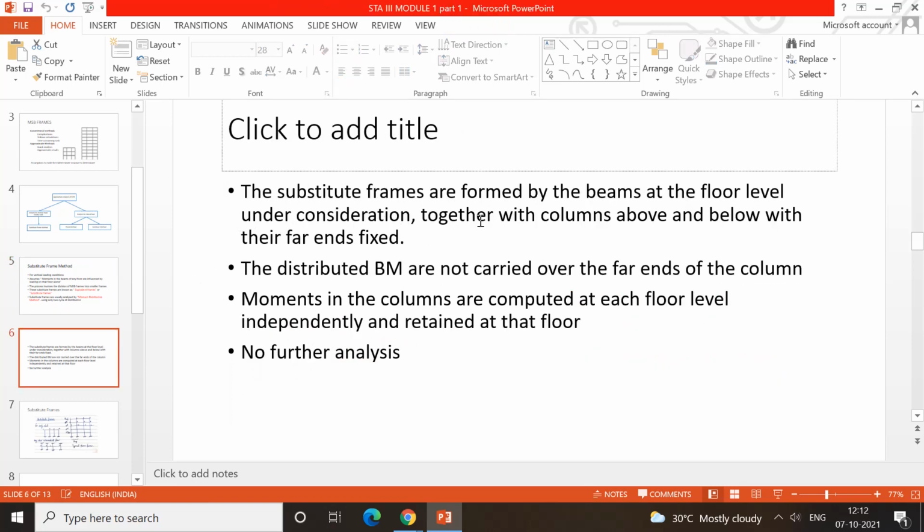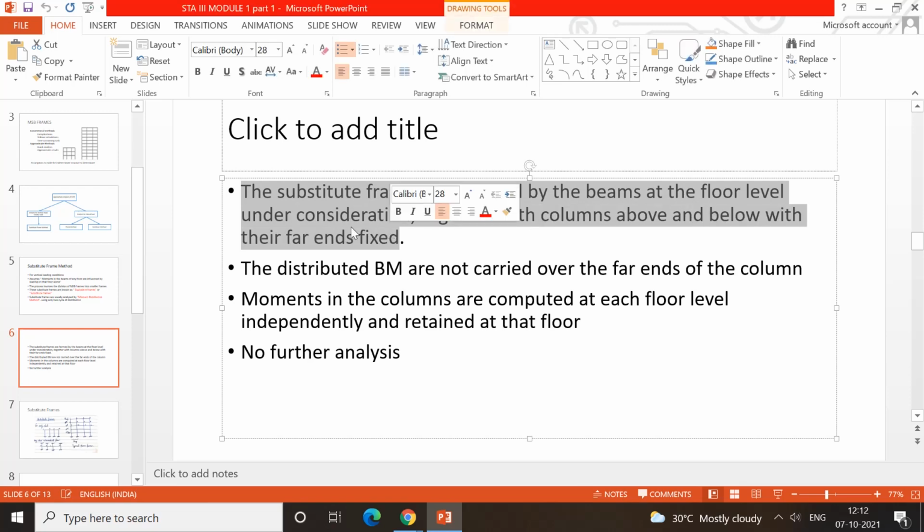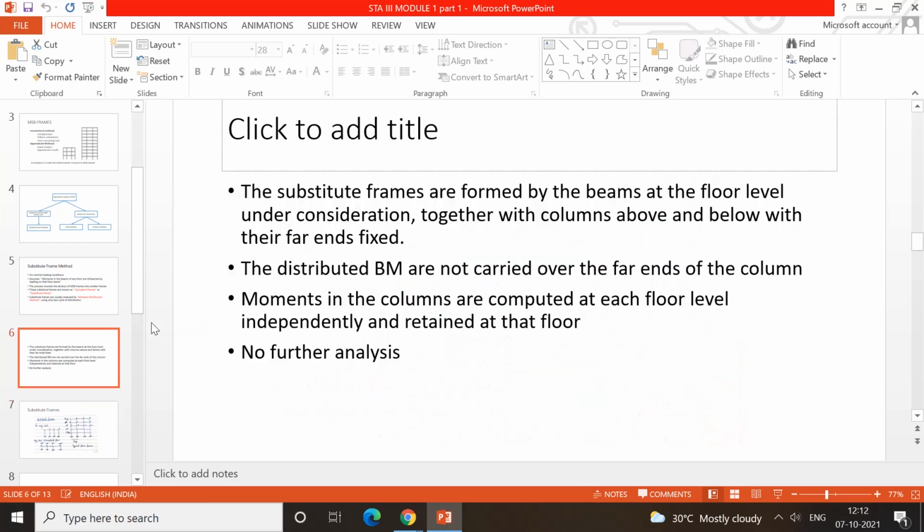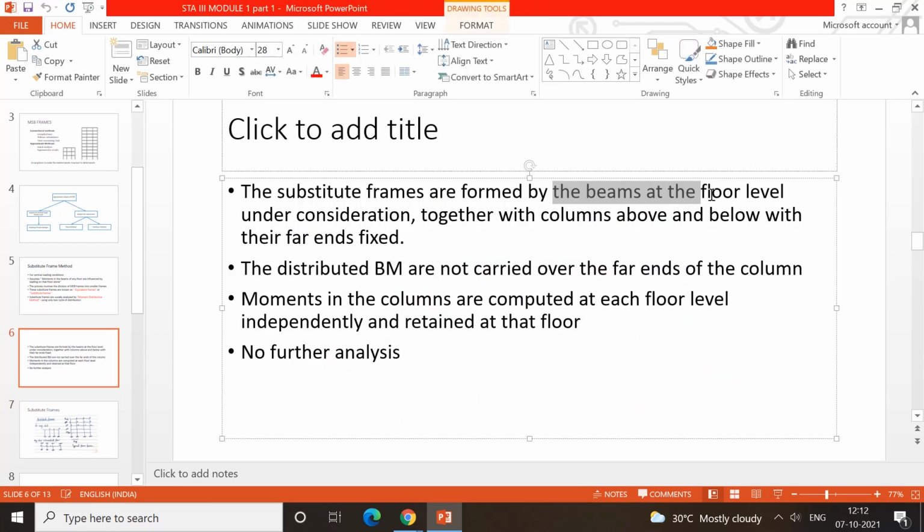Then the substitute frames are formed by the beams at the floor level under consideration together with the columns above and below with their far ends fixed. So this is what I have explained here. Whenever you get a multi-story frame of a building, you can make substitute frames by taking the beams at any floor level under consideration together with columns above and below with their far ends fixed.